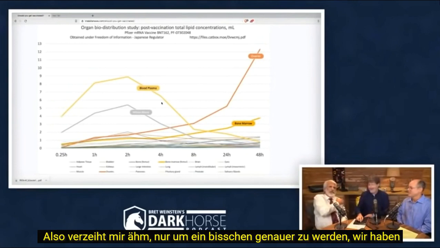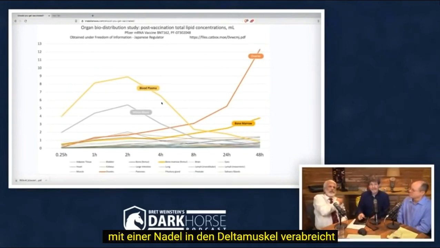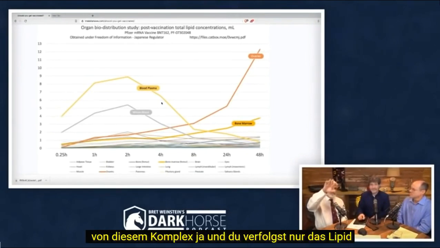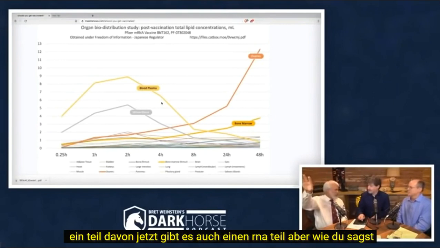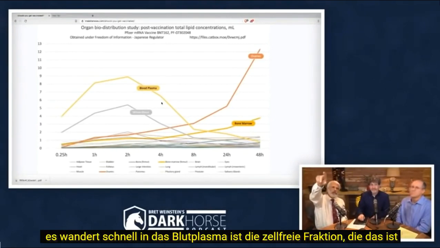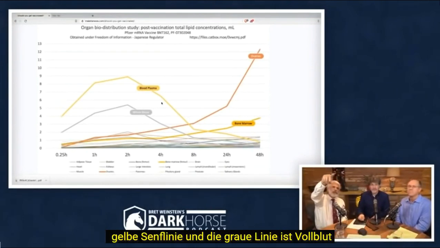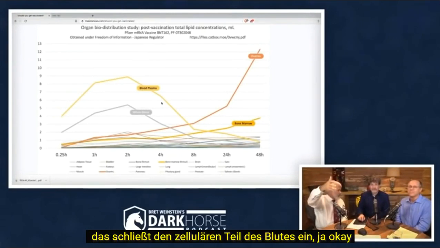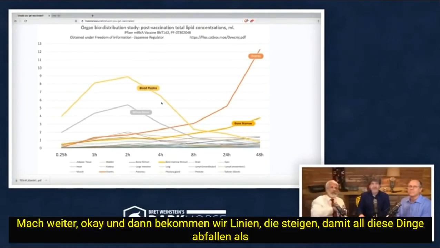Just to be a little more precise, we've administered by needle into the deltoid this complex, and you're just tracking the lipid part of it. There's also an RNA part of it. But as you say, it quickly moves into the blood. Plasma is the cell-free fraction, that's the yellow mustard line. And the gray line is whole blood, so that includes the cellular part of blood.